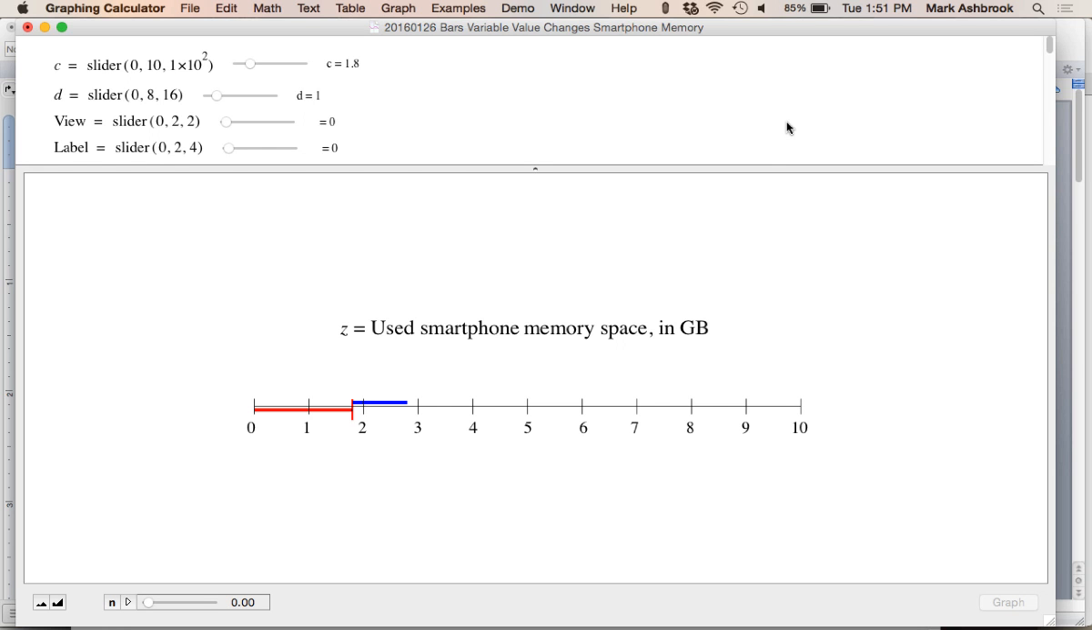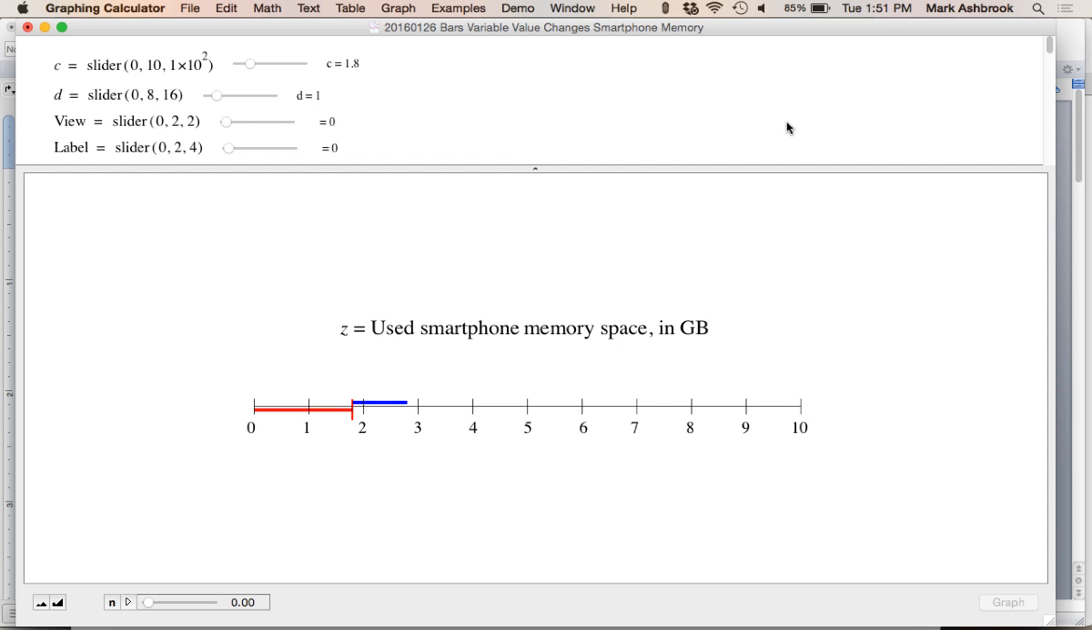Okay, and so here I've defined a variable z as the amount of smartphone memory space used, or the amount of memory space in your smartphone that's used up, and that's in gigabytes. Okay, so I've got this number line here, which is related to the variable z. And so what do you suppose the red bar represents, and what do you suppose the blue bar represents?